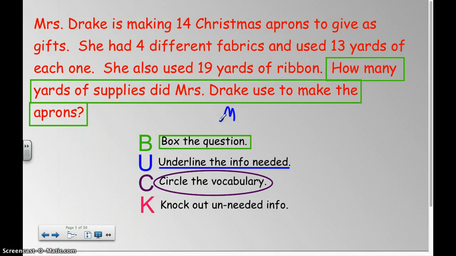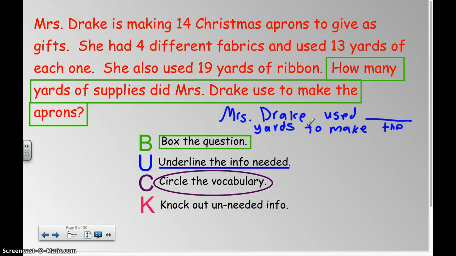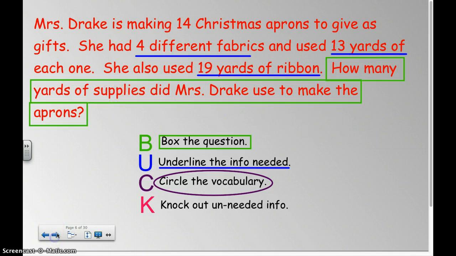You could say, Mrs. Drake used blank yards to make the aprons. That's going to go away, but at least you know how to write your sentence in a statement that answers this question. Next, you're going to underline the info needed.